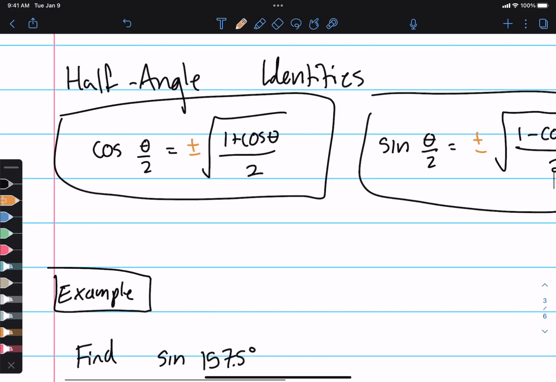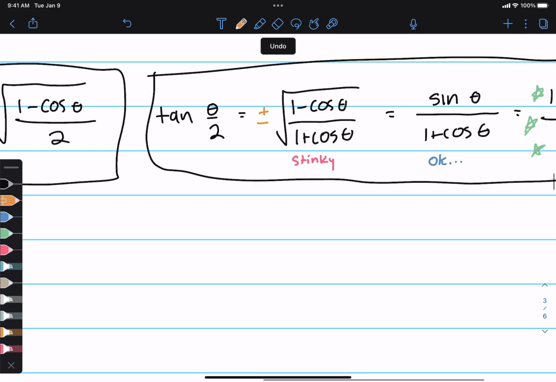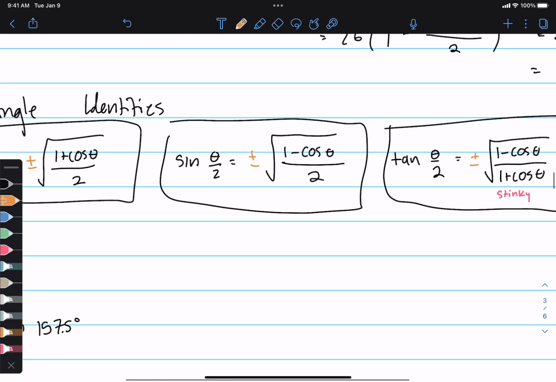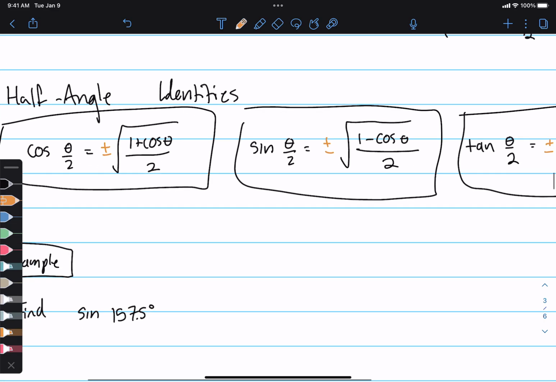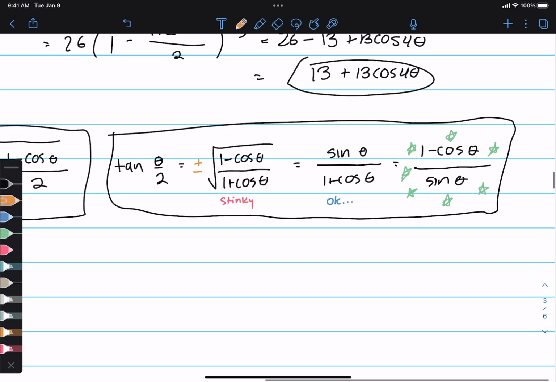But we have to choose it based on the angle, based on theta over 2. Sine of theta over 2 is plus or minus the square root of 1 minus cosine theta over 2. Same thing here, we have to choose. And the tangent of theta over 2 is plus or minus, we can derive this by dividing sine of theta over 2 over cosine of theta over 2, to get plus or minus the square root of 1 minus cosine of theta divided by 1 plus cosine of theta.